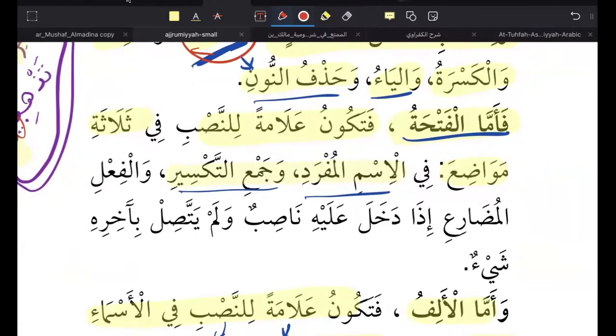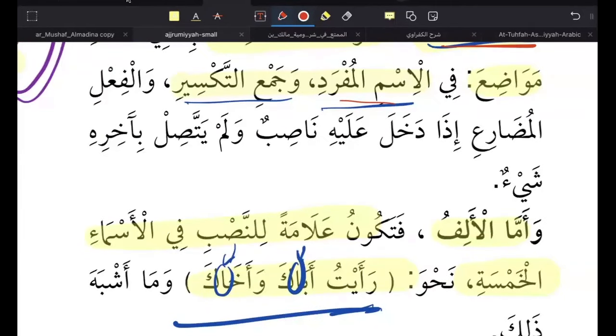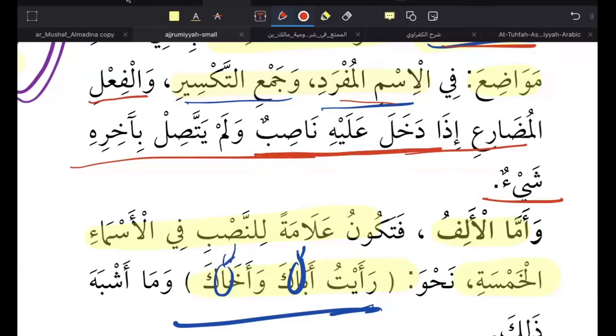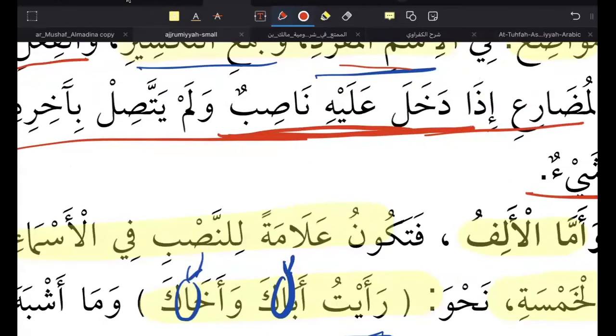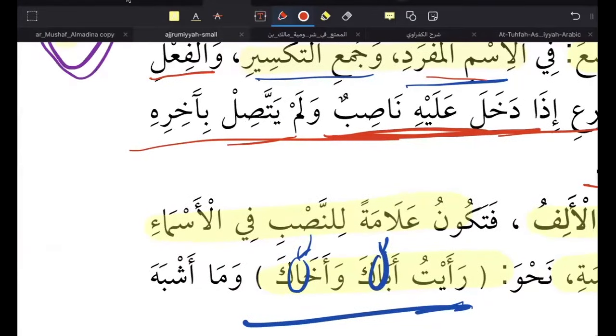For example, he says, فَأَمَّا الْفَتْحَ. We talked about that it will be for three different situations. It will be for the nouns, all of these things. And he says, it's also for فِعْل مُضَارِع إِذَا دَخَلَ عَلَيْهِ نَاصِبٌ وَلَمْ يَتَّصِلْ بِآخِرِهِ شَيْءٌ. So he said, for the fatha to be an alama of the verb, two things have to happen. The verb has to be preceded by one of the nawasib, one of the tools that makes the verb mansub. We'll discuss them later. The only thing he's saying is that one of those things has to come. And also, lam yattasil bi akhirihi shay. That means you cannot have any other pronouns connected to it.